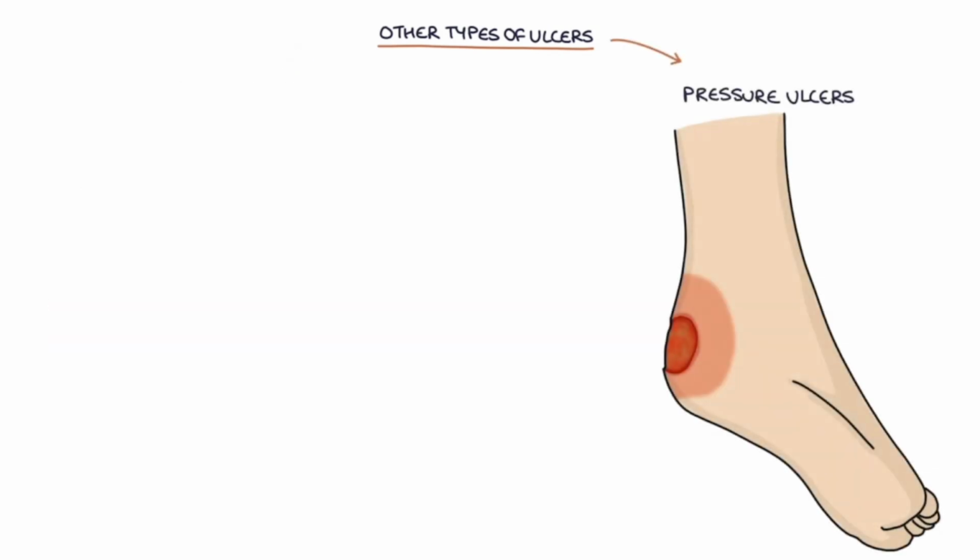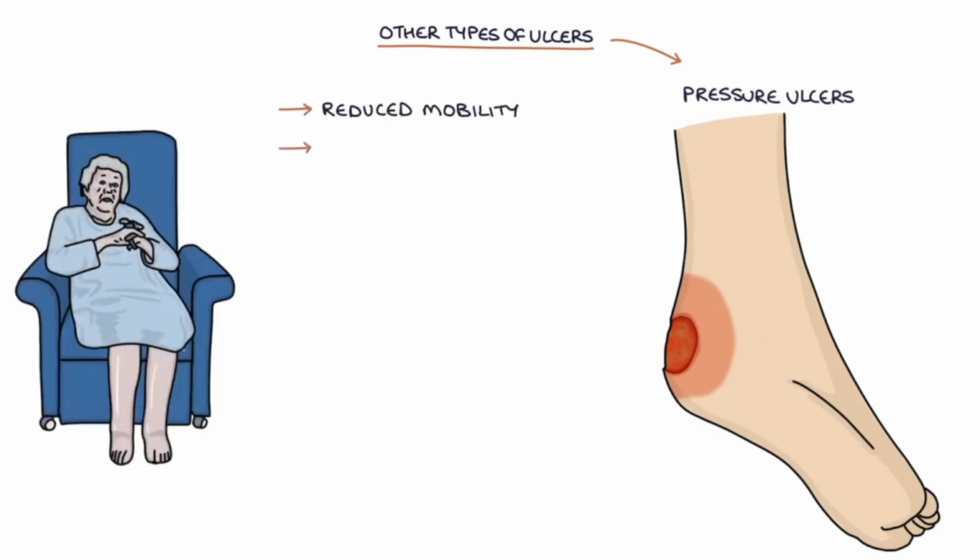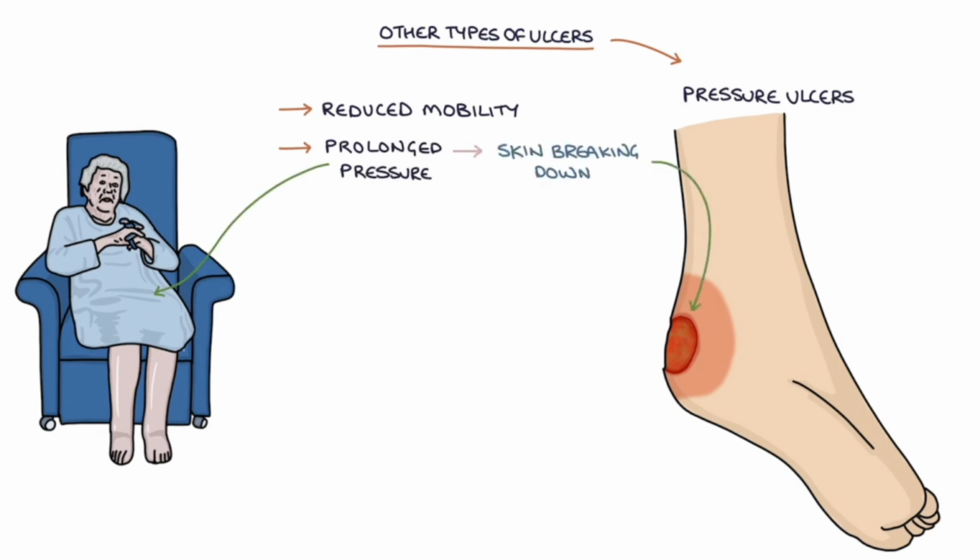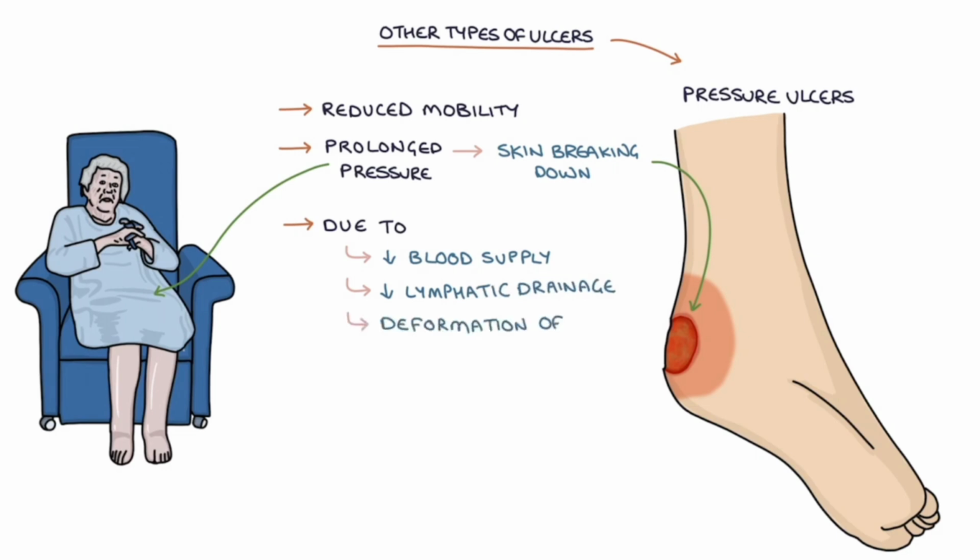Pressure ulcers are typically seen in patients with reduced mobility, where prolonged pressure on particular areas, for example the sacrum while sitting, leads to the skin breaking down. This happens due to a combination of reduced blood supply, causing localized ischemia, reduced lymphatic drainage of the area, and abnormal changes in shape or deformation of the tissues under pressure.